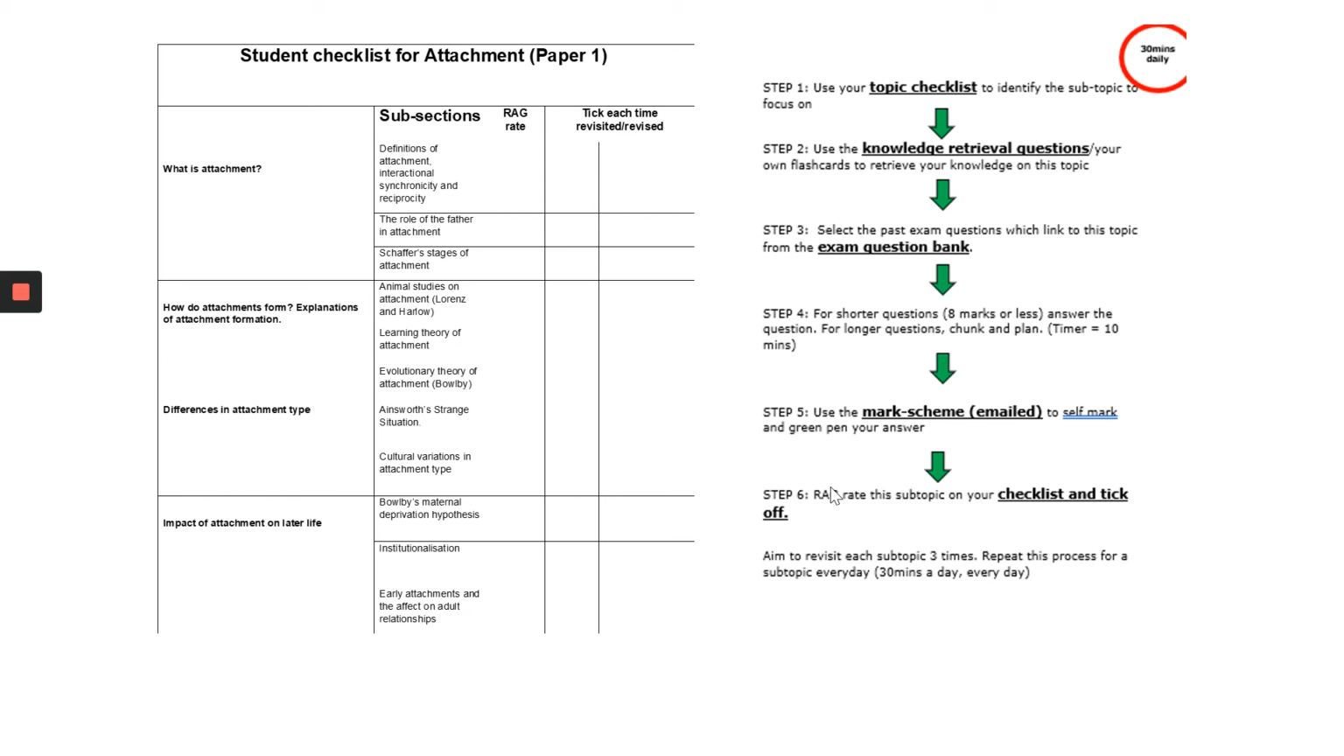So you take your topic checklist, you pick a subtopic, and it can be any of them now because we've done all of those. You find the relevant knowledge retrieval questions at the beginning of the pack for that particular thing. So, for example, if you were doing animal studies on attachment, find any of the retrieval questions that link to Harlow or Lorenz or animal studies generally.